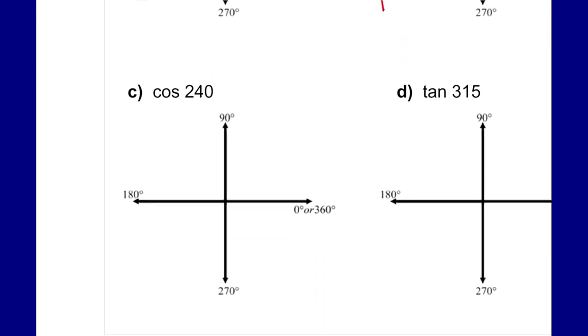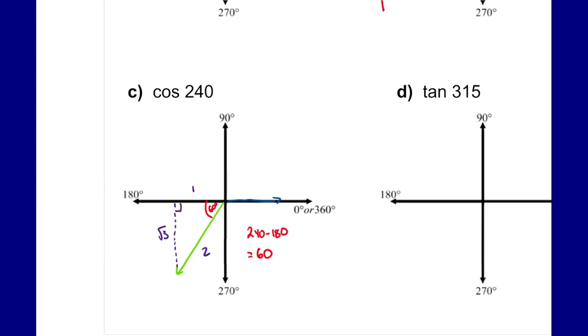Cosine of 240. So I'm going to do similar things. I'm going to draw my initial arm. Just for reference, I'm going to draw my terminal arm. 240 is somewhere over here. If this is 240, I want my reference angle. So the reference angle is going to be 240 minus 180, which is equal to 60. So I can get rid of that larger angle. I'm only going to deal with my reference angle now. So 60 degrees. I can make a right angle triangle. That means root 3, 1, and 2.